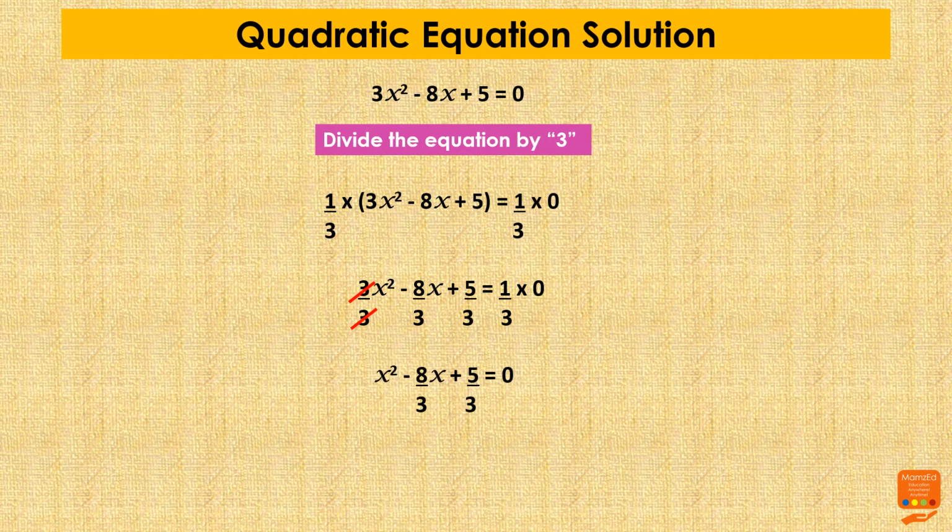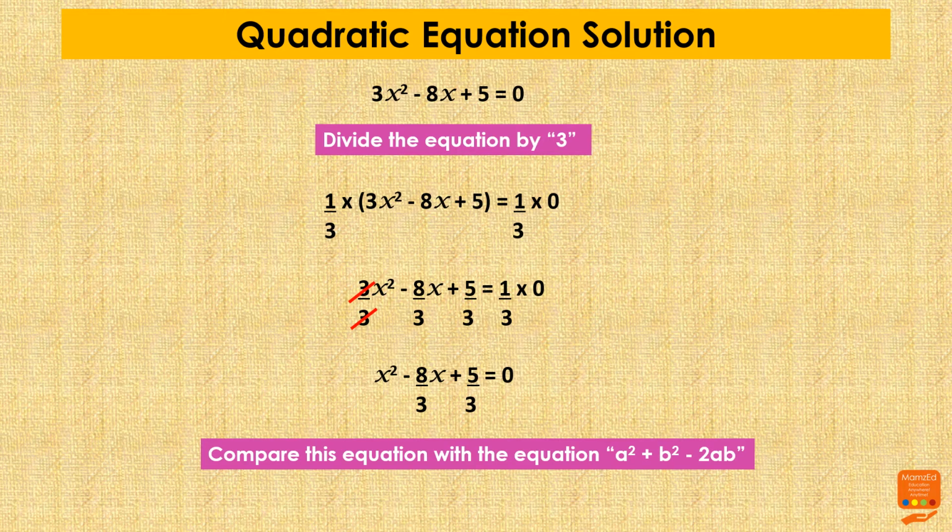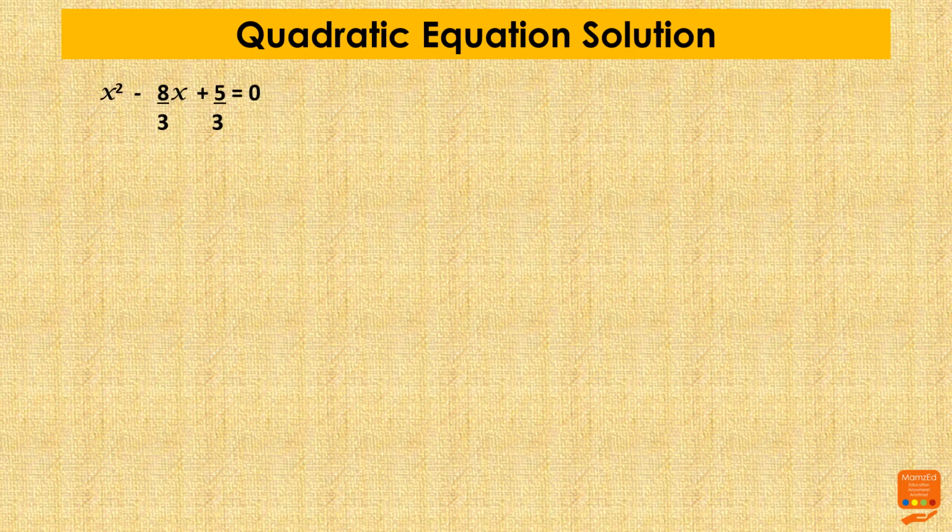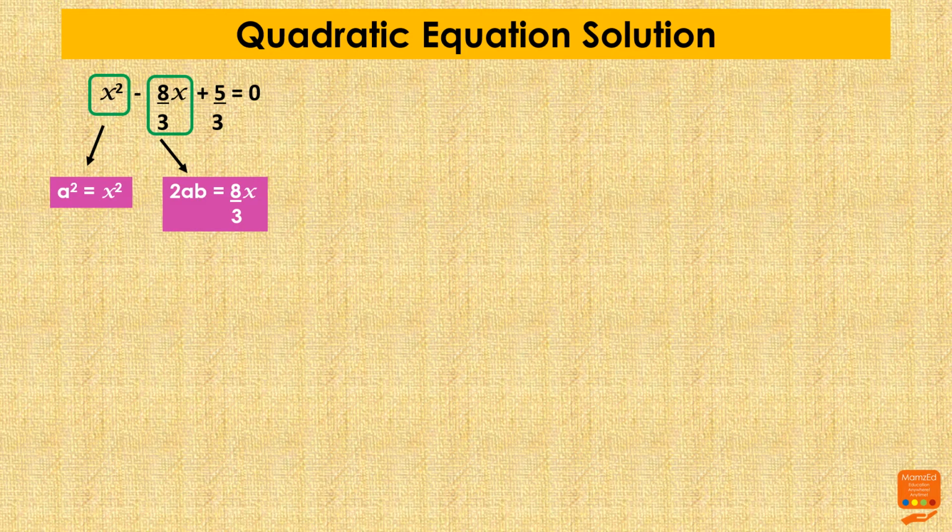Now let's compare this with the equation a squared plus b squared minus 2ab, which is one of the perfect squares that we are using as a reference to solve this equation. We see that x squared can be taken as a squared, 8 by 3x can be taken as 2ab, and because x squared is equal to a squared, the value of a will be x.